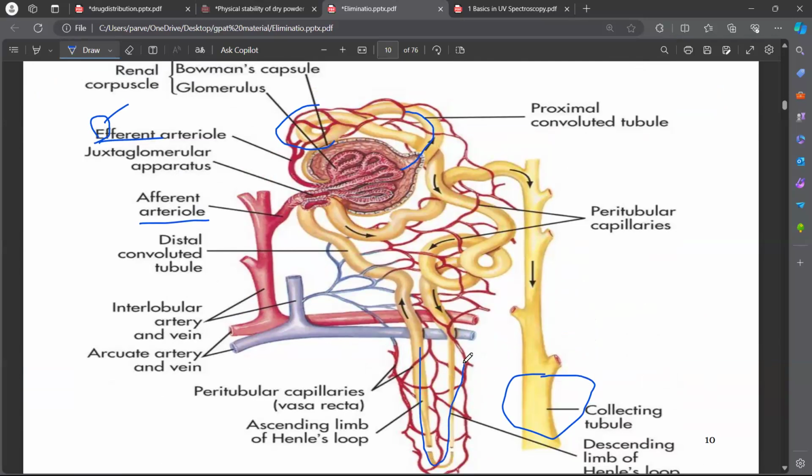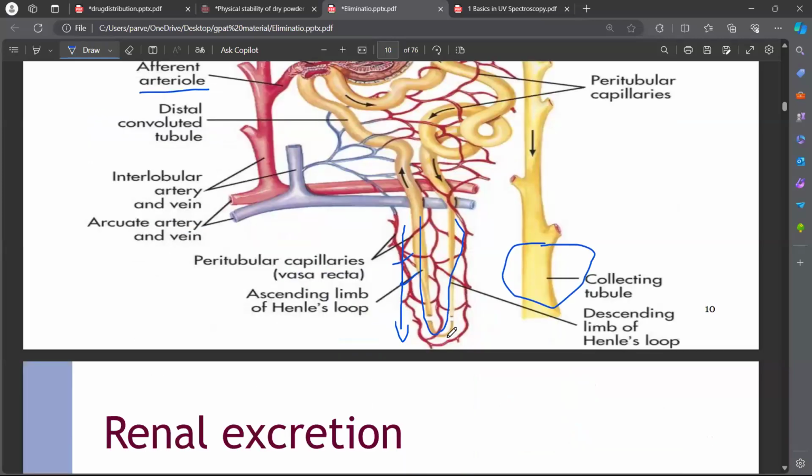This is the descending loop of Henle, where only the water reabsorption occurs. That's why the concentration of the solute increases as the filtrate moves down the descending loop of Henle, because only the water reabsorption takes place, and in the ascending loop of Henle, the solute reabsorption takes place. That's why it leads to dilution.